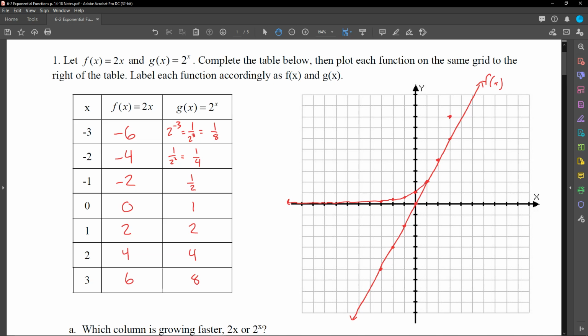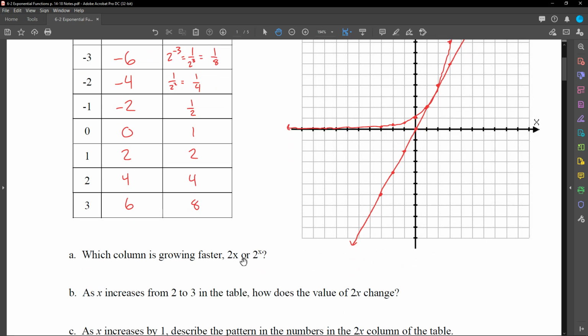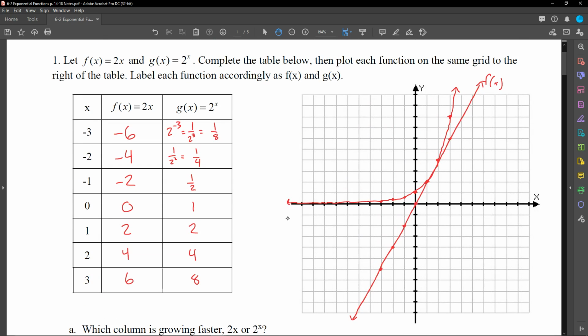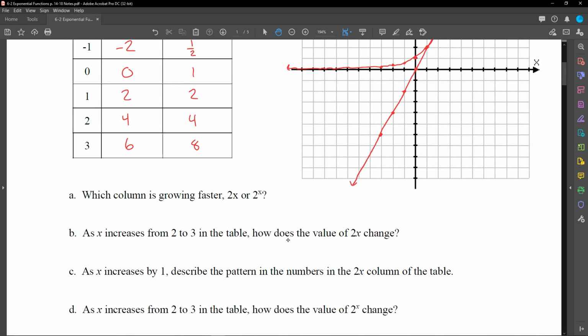In the positive direction, the function increases and just keeps growing bigger and bigger. We go from 1 to 2 to 4 to 8 to 16 to 32 and so on. So let's consider which column is growing faster, 2x or 2 to the x. Well, that would be our function g. So I'm going to go ahead and label that. That would be our function g of x, or 2 to the x.